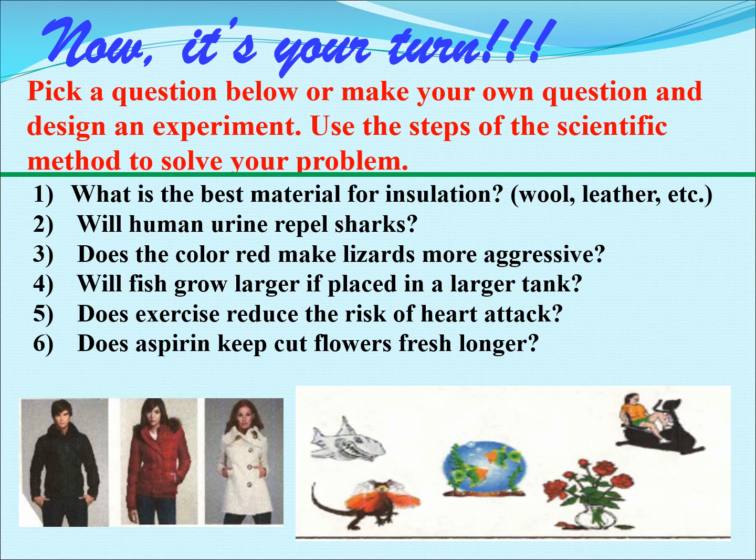Now it's your turn. Pick a question below or make your own question and design an experiment. Use the steps of the scientific method to solve your problem. Number one, what is the best material for insulation? Is it wool, leather, etc.? Number two, will human urine repel sharks? Or number three, does the color red make lizards more aggressive? Or number four, will fish grow larger if placed in a larger tank? Or number five, does exercise reduce the risk of heart attack?